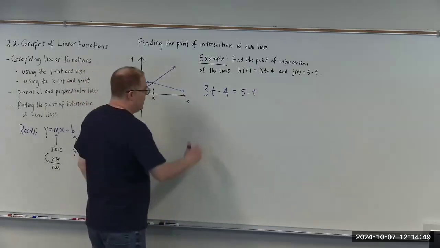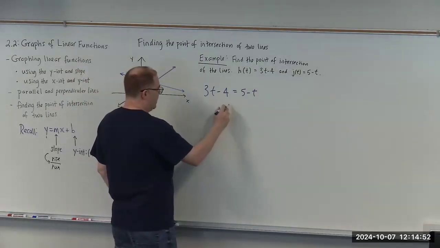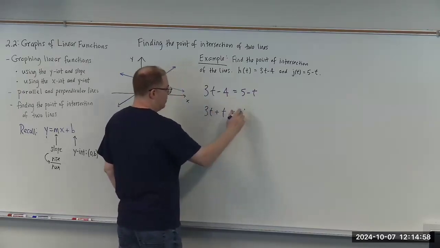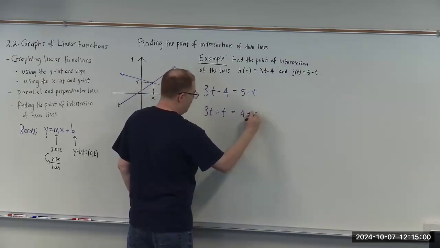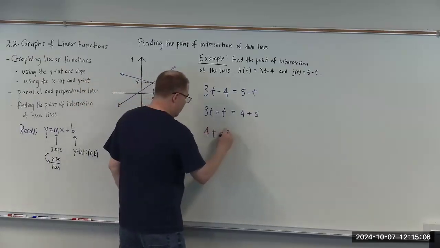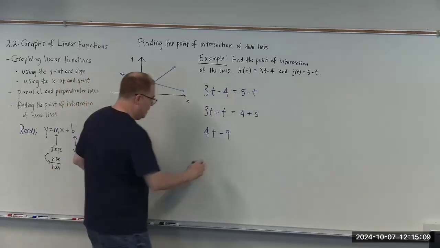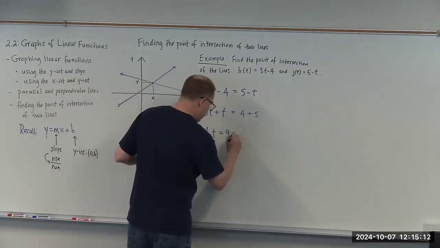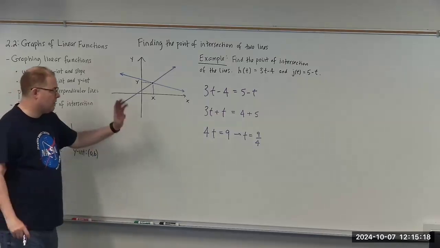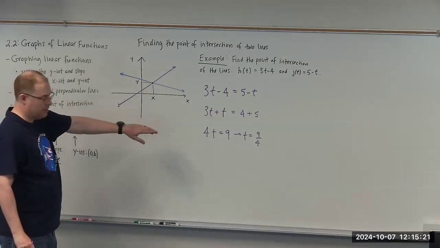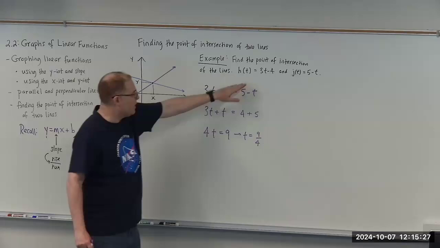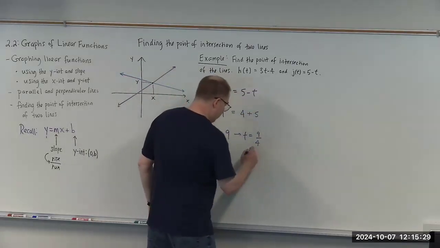Okay, so solving for t, you're going to add t to both sides, 3t plus t, and then add 4 to both sides. And so we end up getting 4t equals 9. And so t is going to be equal to 9 fourths. So there's the t value. That's our input value. Now we've got to figure out what the output value is. And so we can either plug that back into here or here. Okay, so we found t.